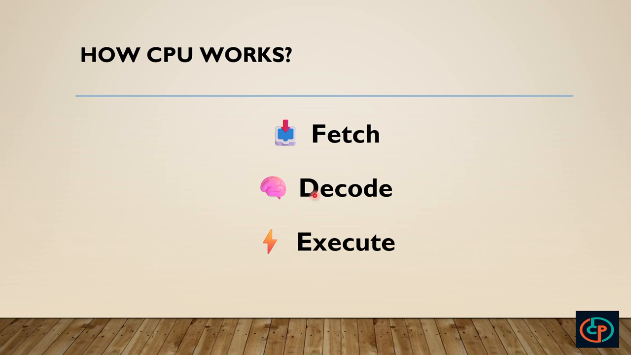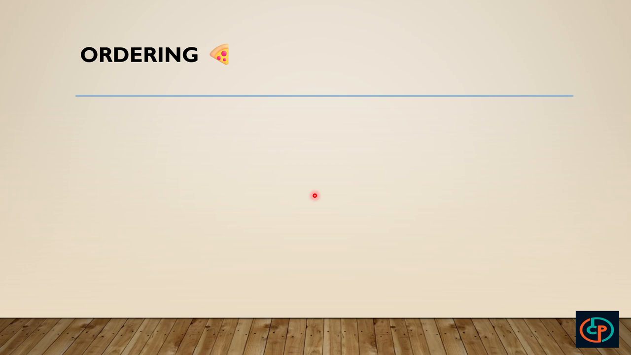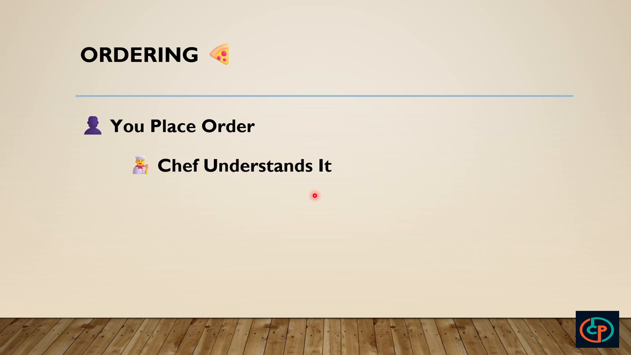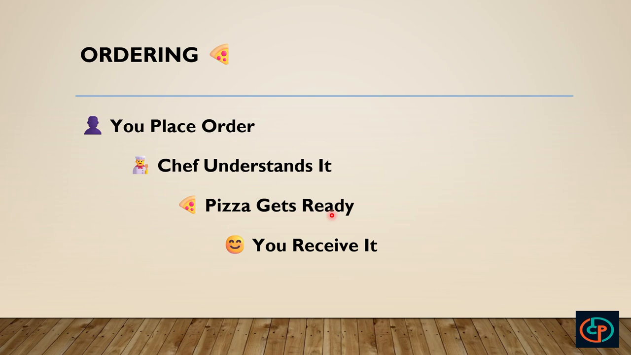Let's make this super easy with an example of pizza. Let's suppose you're hungry and you're ordering a pizza. You tell the chef which pizza you want. The chef understands your order. Then the chef prepares the pizza and serves it. The CPU works almost the same way. It receives your command, understands it, and carries it out.